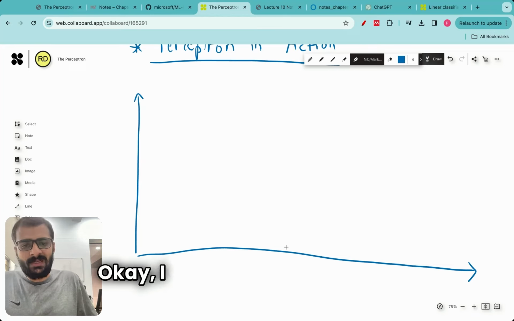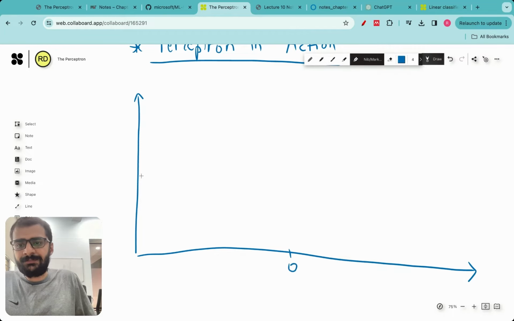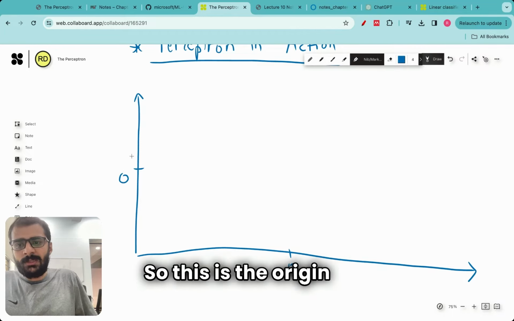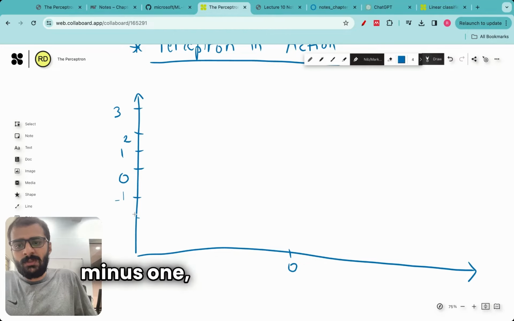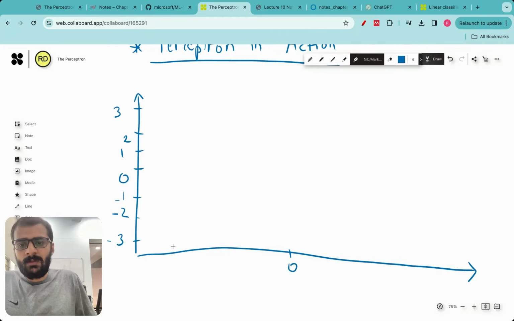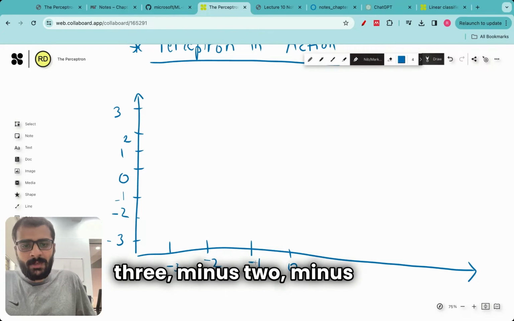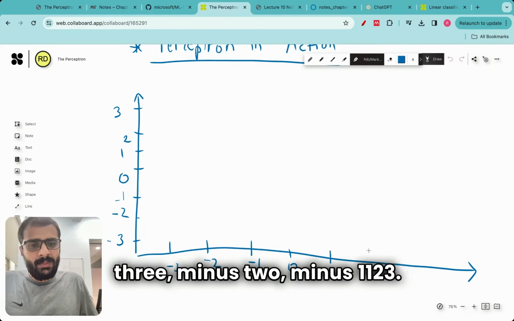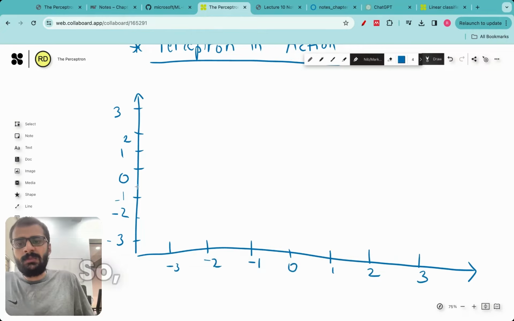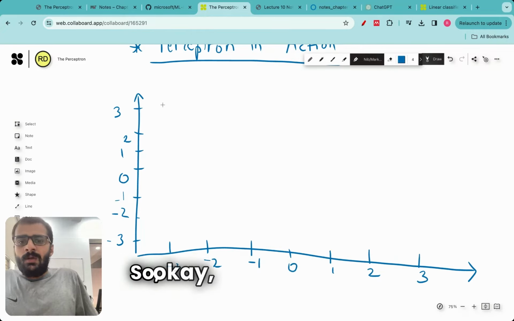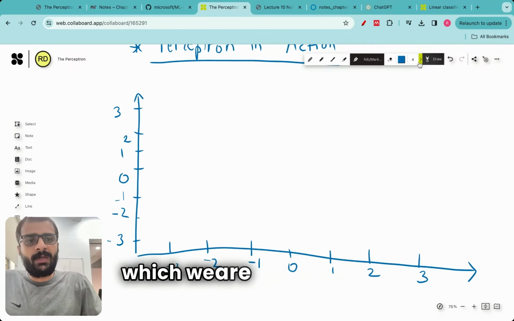Okay. I know my drawing is not very good, but I'm trying my best. So this is the origin point, 1, 2, 3, -1, -2, -3. Here again it will be -3, -2, -1, 1, 2, 3. So the first point which we are going to take.